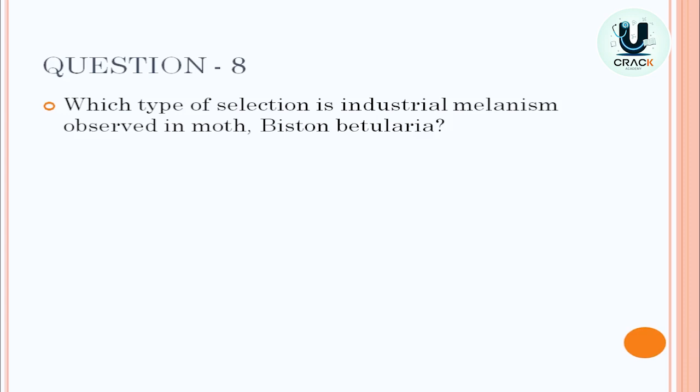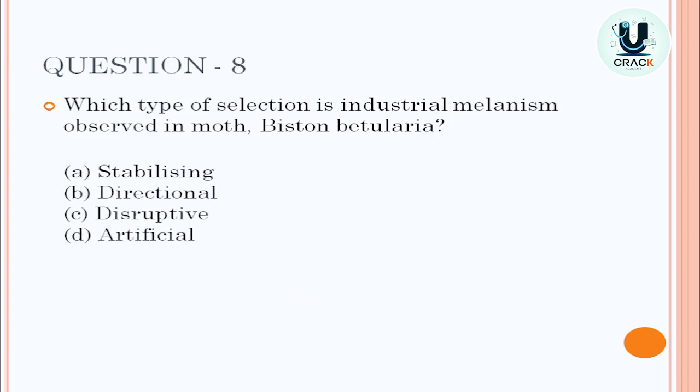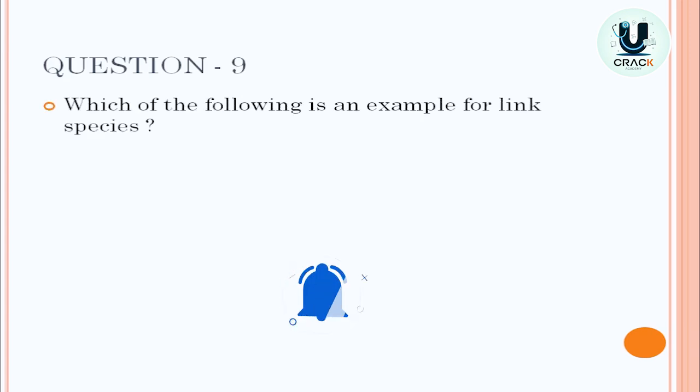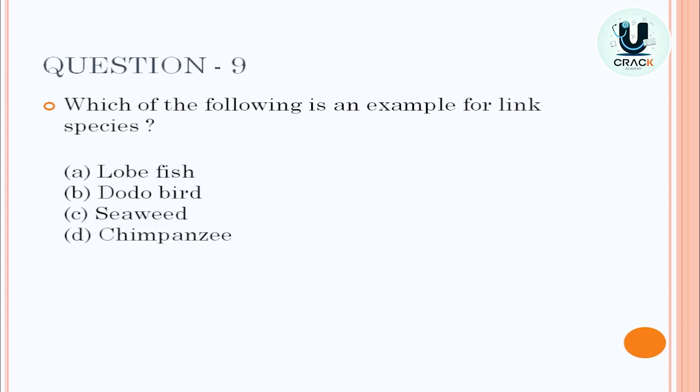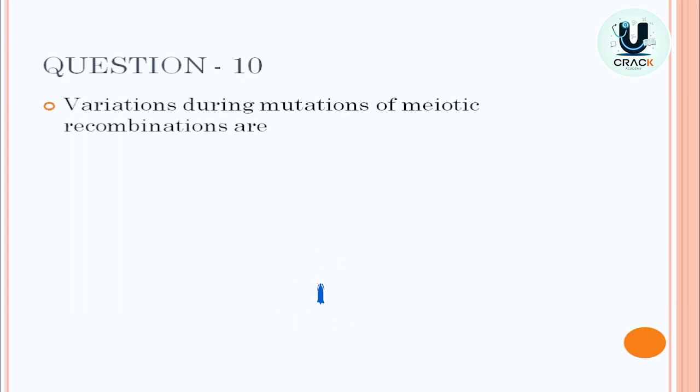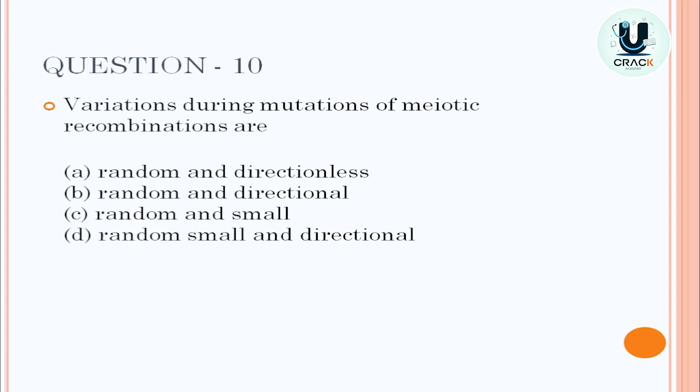Question number 8. Which type of selection is industrial melanism observed in moth, Biston betularia? A. Stabilizing, B. Directional, C. Disruptive, D. Artificial. Answer B. Directional. Question number 9. Which of the following is an example of a link species? A. Lobefish, B. Dodo bird, C. Seaweed, D. Chimpanzee. Answer A. Lobefish. Question number 10. Variations during mutation or meiotic recombinations are A. Random and directionless, B. Random and directional, C. Random and small, D. Random and small directional. Answer A. Random and directionless.